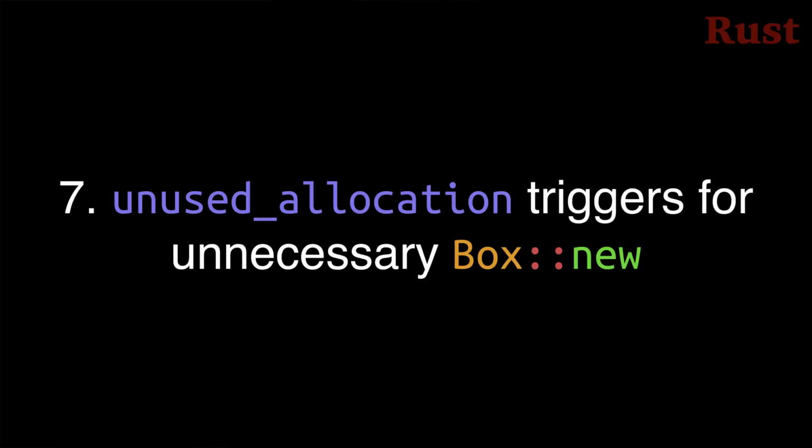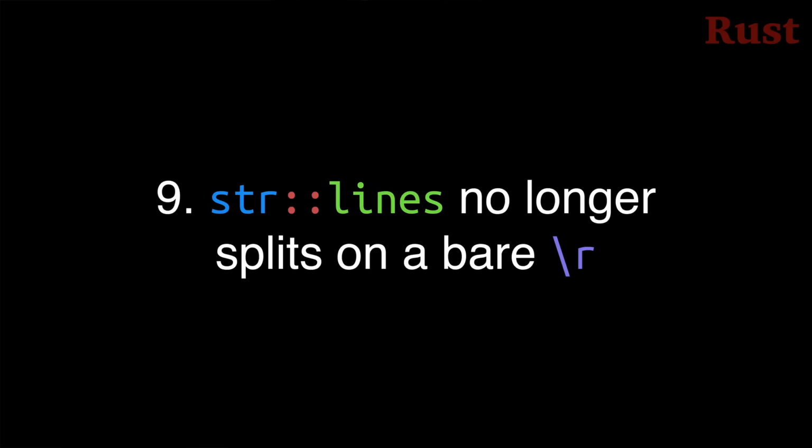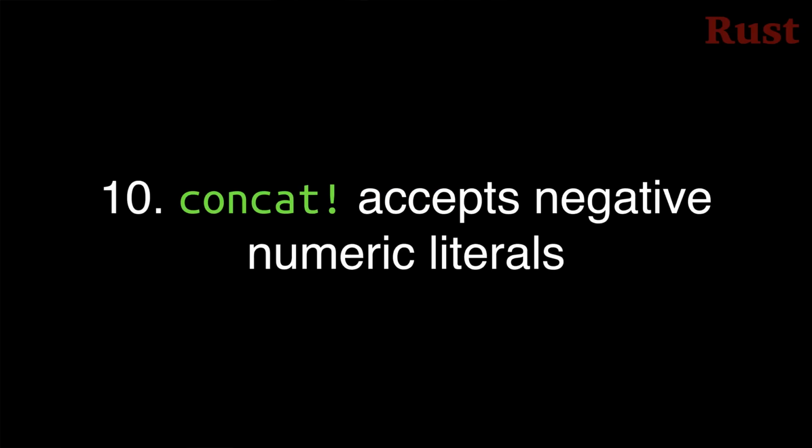Number 7, the unused allocation compiler lint now catches some unnecessary usages of Box::new, which can help prevent unnecessary allocations. Number 8, there are now alignment checks for pointer dereferences when you're in debug mode. If you write a bunch of unsafe code using pointers, this may improve your life. Number 9, str::lines no longer splits on a bare carriage return. It will split on a new line or on a carriage return plus a new line, but not on just a carriage return.